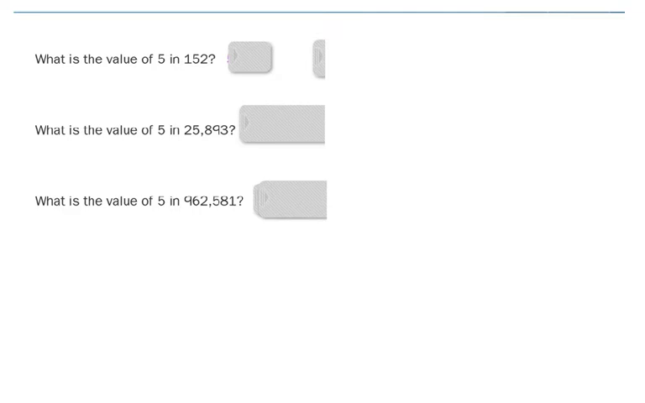Erase your whiteboard. Please tell me the value of the 5 in each. Pause the video. Remember to be a trustworthy person, even when someone's not watching. The value of the 5 in 152 is 50. The value of 5 in 25,893 is 5,000. And the value of the 5 in 962,581 is 500.